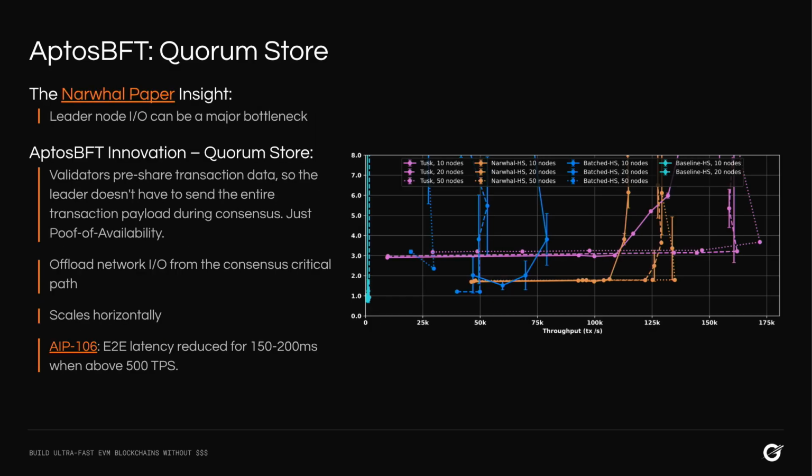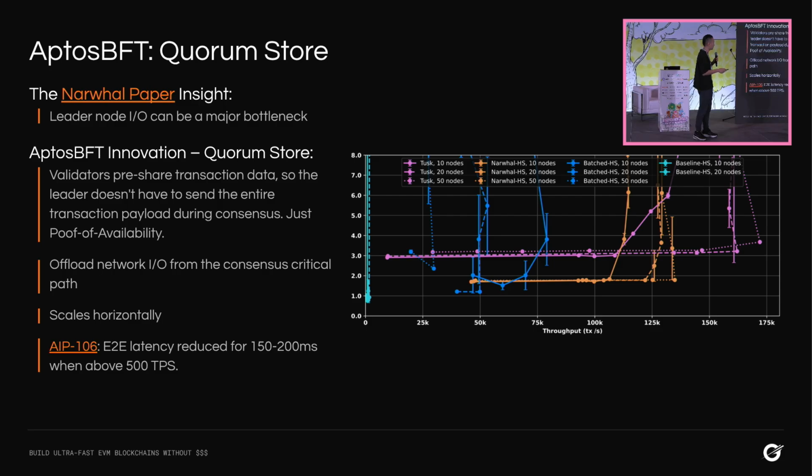Although state-of-the-art consensus can hit some bottlenecks, the Narwhal paper revealed a very interesting insight: the leader node's network I/O is actually a major bottleneck. If you look at the diagram on the right side, the light blue one is the HotStuff algorithm without solving the I/O issue. The TPS is somewhere less than 10K, or maybe even smaller. But the darker blue one, where you solve the network issue, easily reaches 50 or 75K.